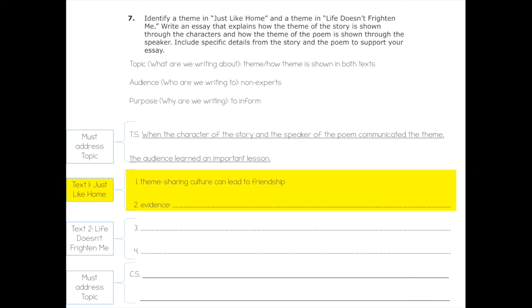Notice, this is not a complete sentence, and that's okay because we're writing a detail, but when we go back and write our full essay, we need to convert these notes into a strong, complete, and interesting sentence. Now, what evidence did I use to support the claim that the theme of this story is sharing culture can lead to friendship? The evidence I used is that Priya's Rangoli art led to Enrique and Farah sharing art of their own cultures, which led to their friendship.